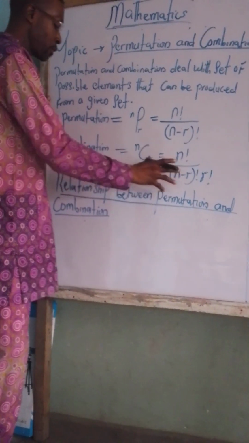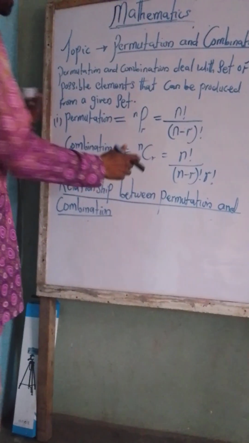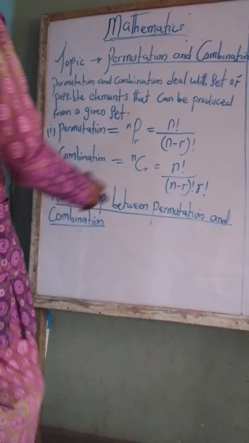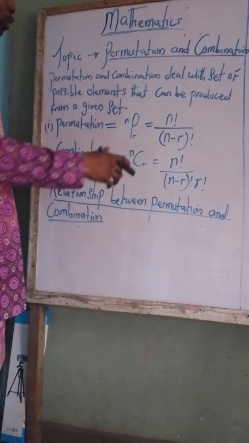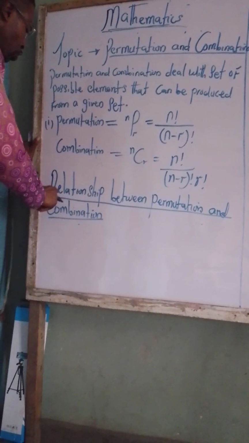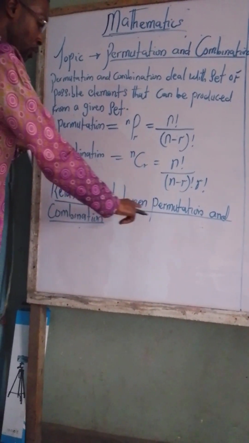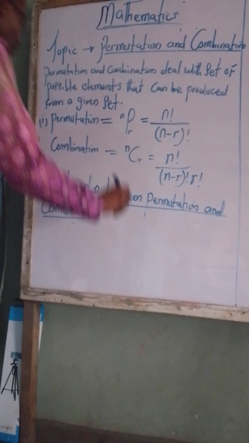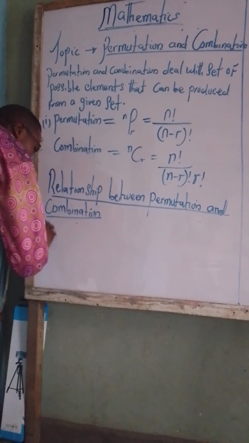From these formulas, we have something that combines the two of them together. There is a relationship that combines these two. And what is the relationship? Now I'm moving to the relationship between permutation and combination. This is how the relationship moves.